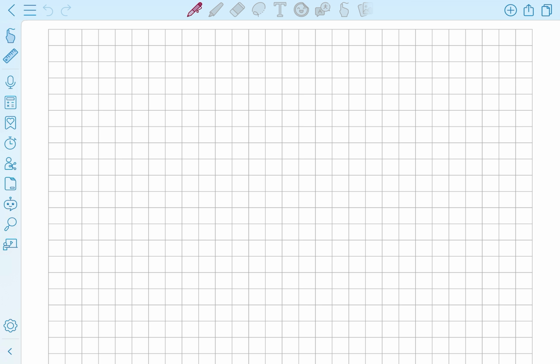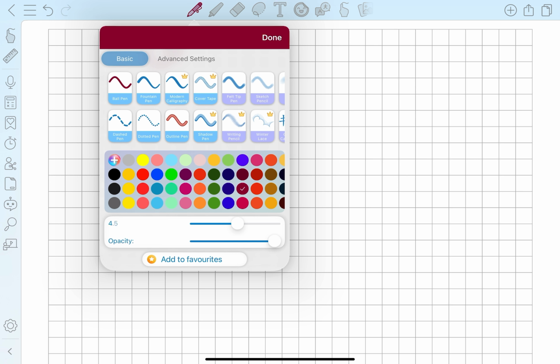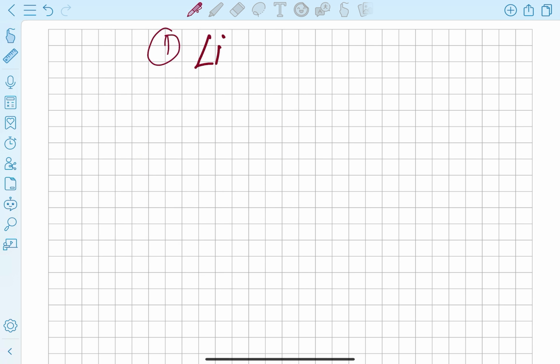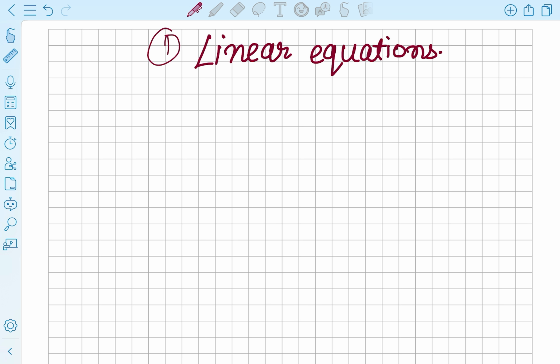Okay, so let's begin our first part, that is, obviously as I told you all, linear equations. Now we all know what algebraic equations are. A statement of equality of two algebraic expressions including one or more variables is called an equation.